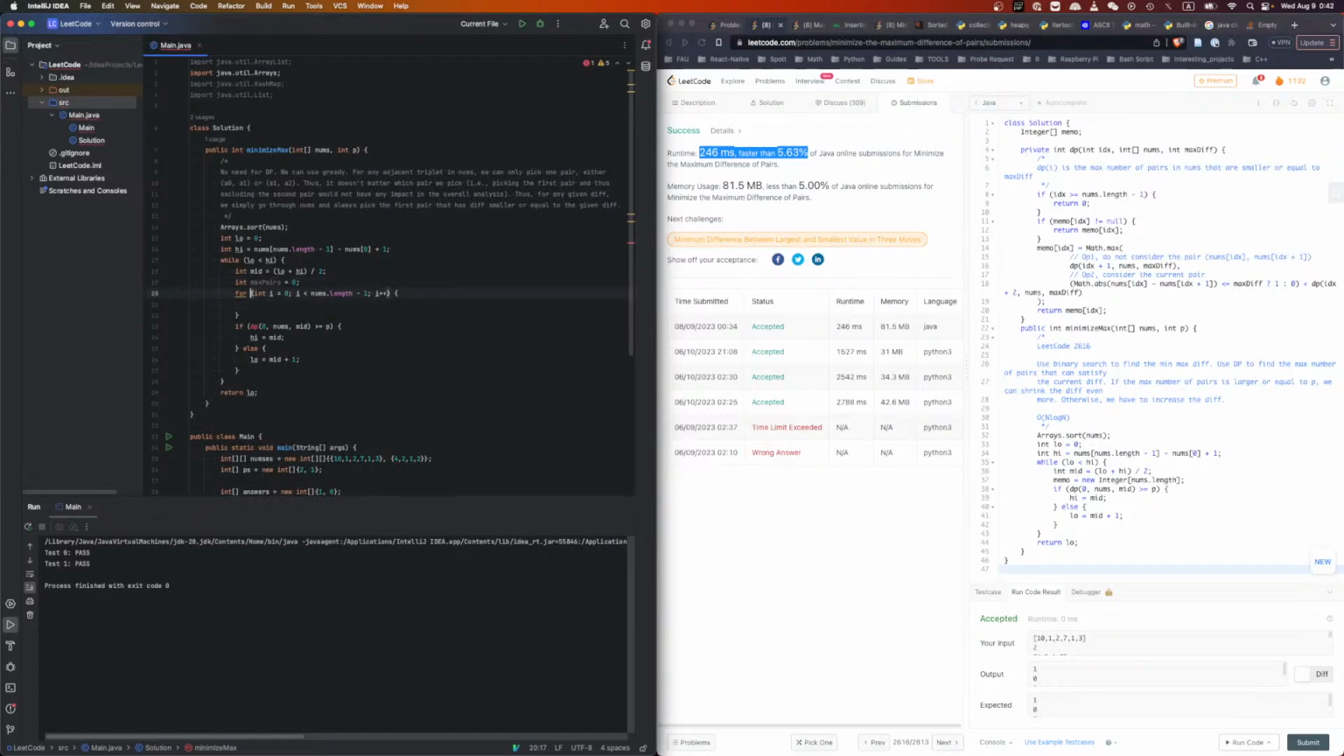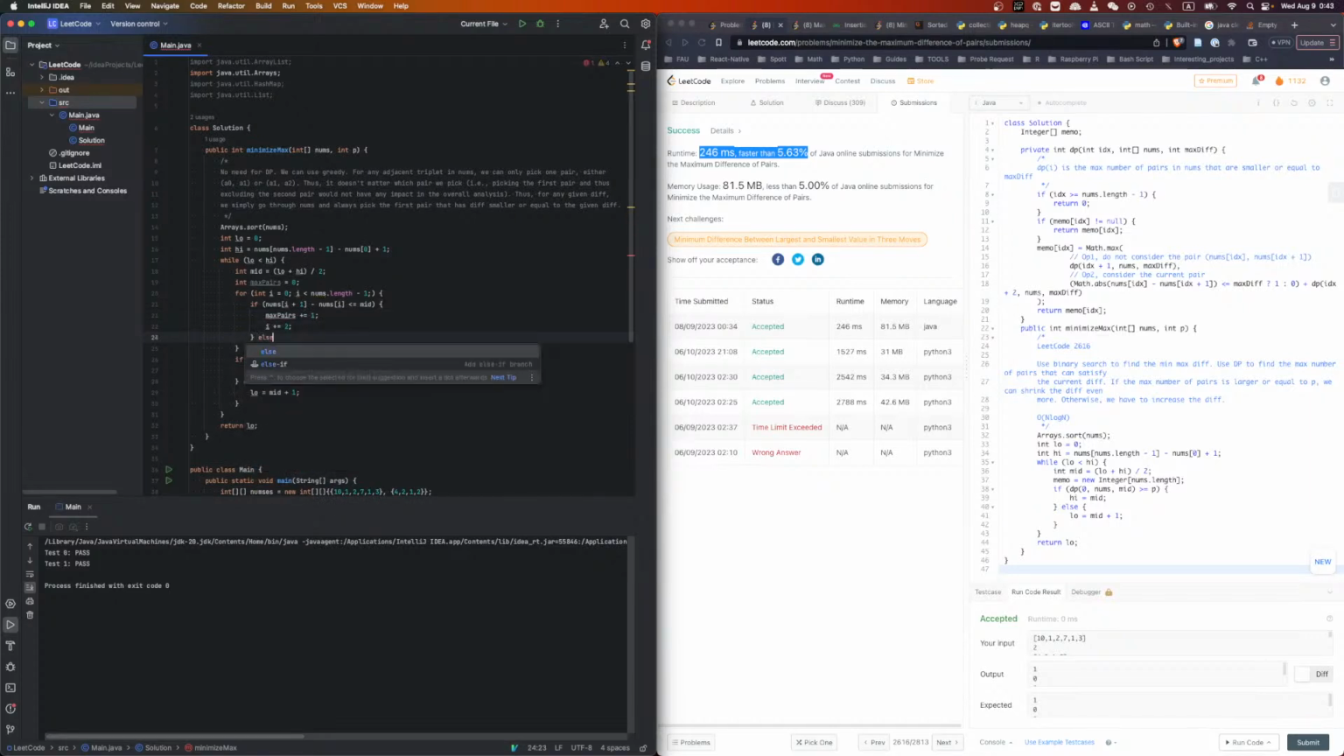Oh, may I? Holy crap! Can I not do this? I think I can do this, right? And we just say if nums i plus 1 minus nums i is smaller or equal to mid, then we say max pairs plus equal 1, and i plus equal 2. Else i plus equal 1.